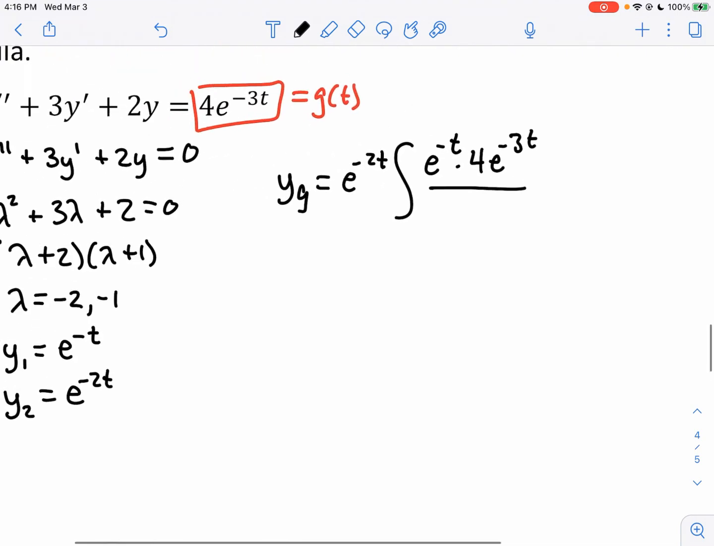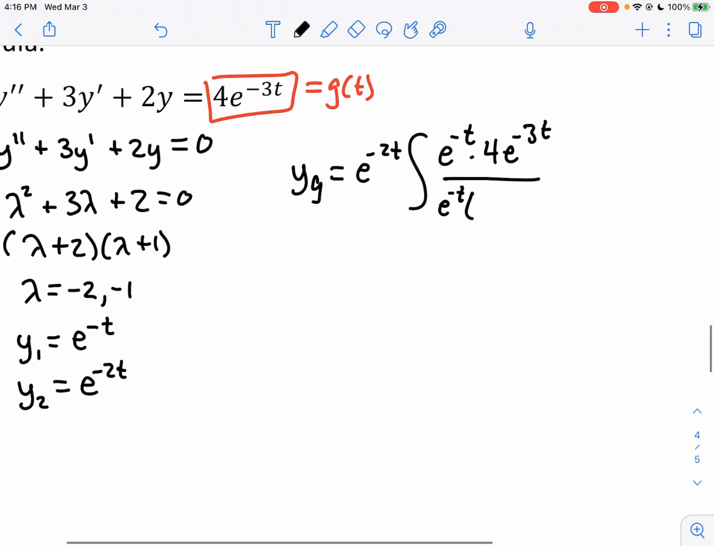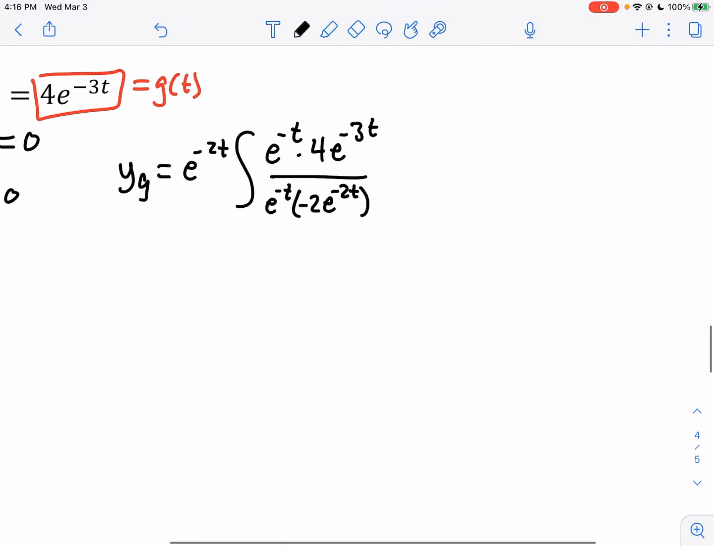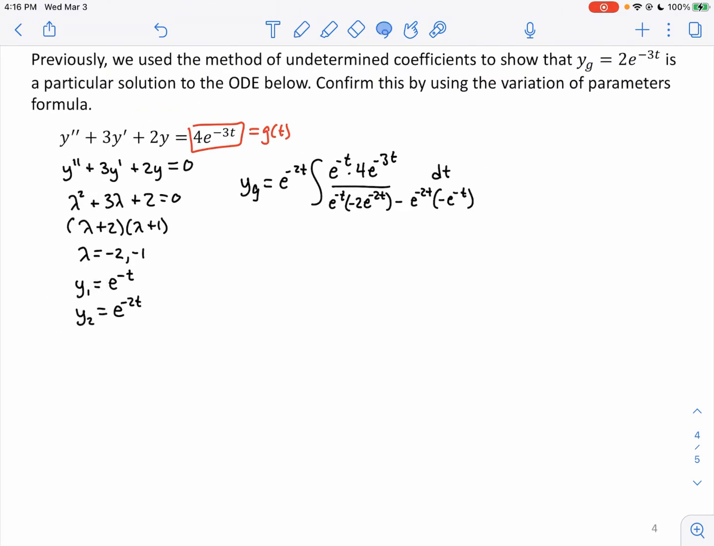All over, and then the denominator. We're going to start with y1, which is e to the negative t, times y2 prime, which is negative 2e to the negative 2t, minus y2, which is e to the negative 2t, times y1 prime, which is negative e to the negative t, and then dt. So there's our denominator.